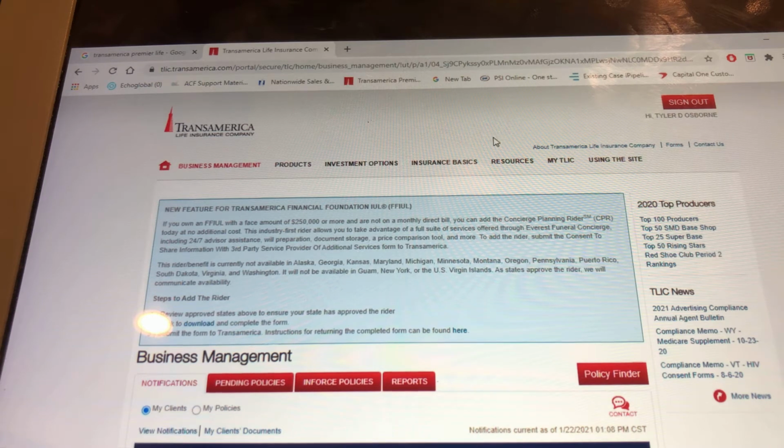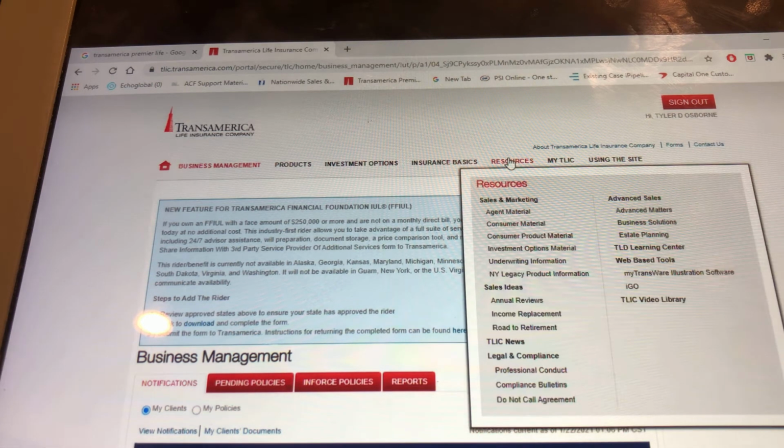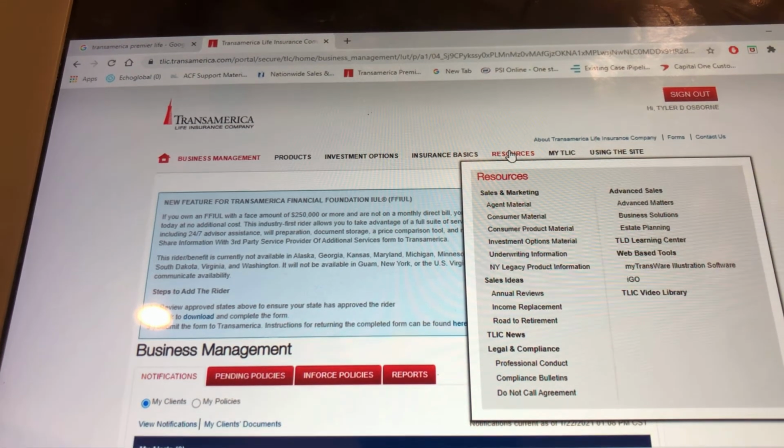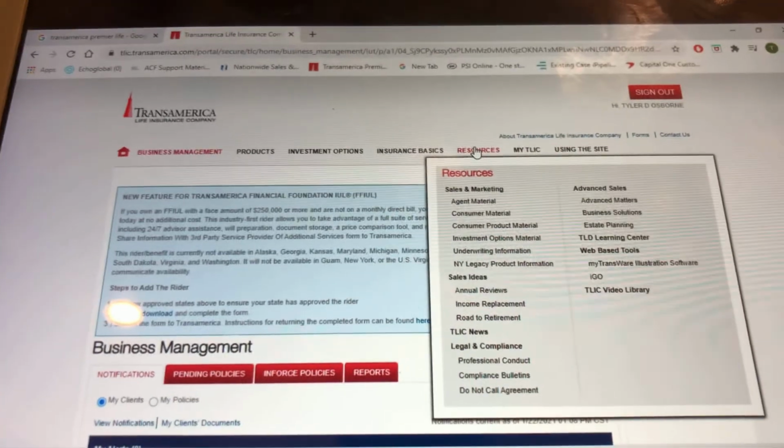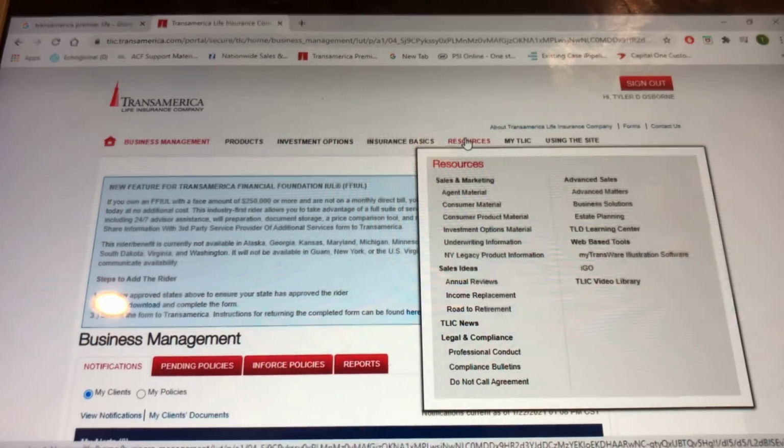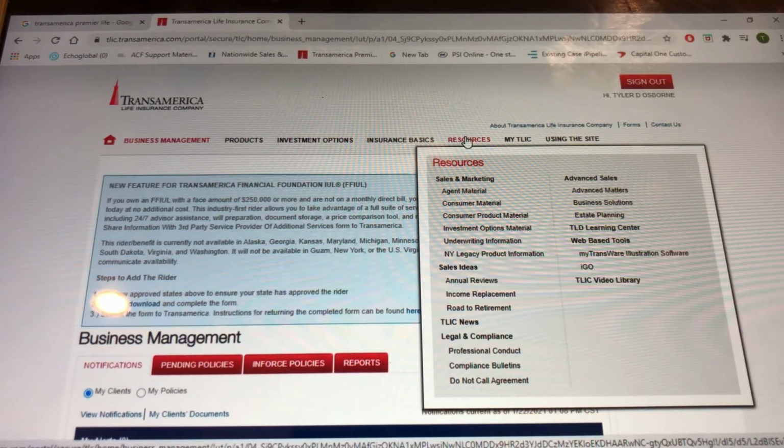Oh shoot! All right. So from there, after you register and you're signed in, in order to get to the illustration software, you go to resources. That's the first thing you do. Their software is a little bit different, meaning that you can't download it onto your computer like you can with Nationwide, Prudential, PacLife, or Symetra. Most companies you can download their software. Transamerica makes you log in to their website to use it.